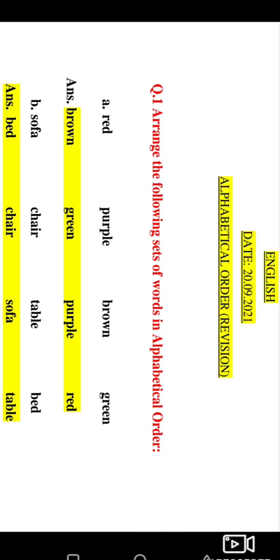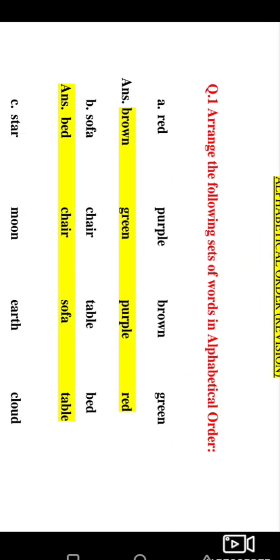Question number 1 says, arrange the following set of words in alphabetical order. So you have been given some group of words, right? Now what you have to do, you have to observe these words, and specifically you will look at the first alphabet of these words, okay? For example, the first alphabet of red is R, first alphabet of purple is P, first alphabet of brown is B, and first alphabet of green is G.